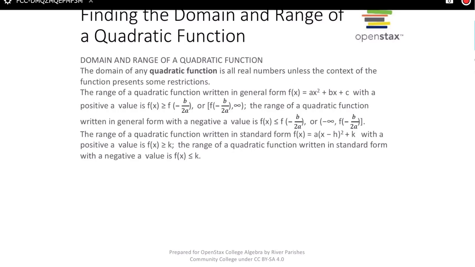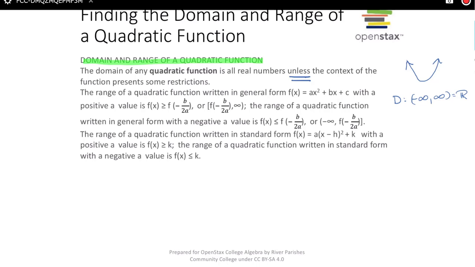Alright, so now let's talk about finding the domain and range of quadratic functions. The domain of any quadratic function is all real numbers. Anytime you have a parabola, a quadratic function, the domain is going to be from negative infinity to positive infinity, which is the same as all real numbers, unless the context of the function presents some restrictions.